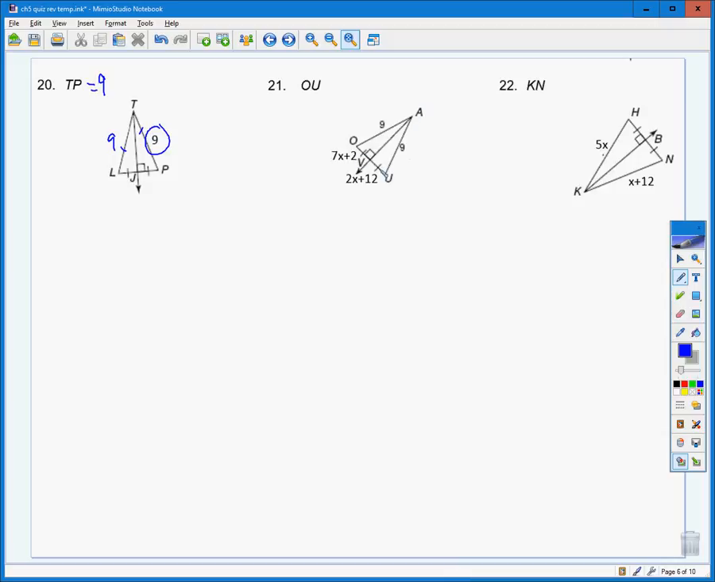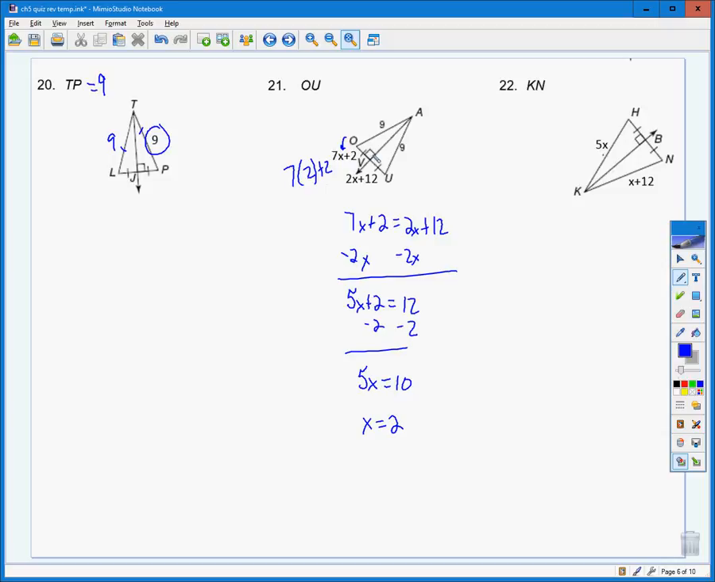Because they've marked these two as being congruent, I know that 7x plus 2 is equal to 2x plus 12. Subtracting 2x from both sides, I have 5x plus 2 is equal to 12. Subtracting 2, 5x equals 10, so x is equal to 2. They did ask for OU, so I have to plug it back in. 7 times 2 plus 2 is 16. Each one of these pieces is 16, so the whole thing is 32.